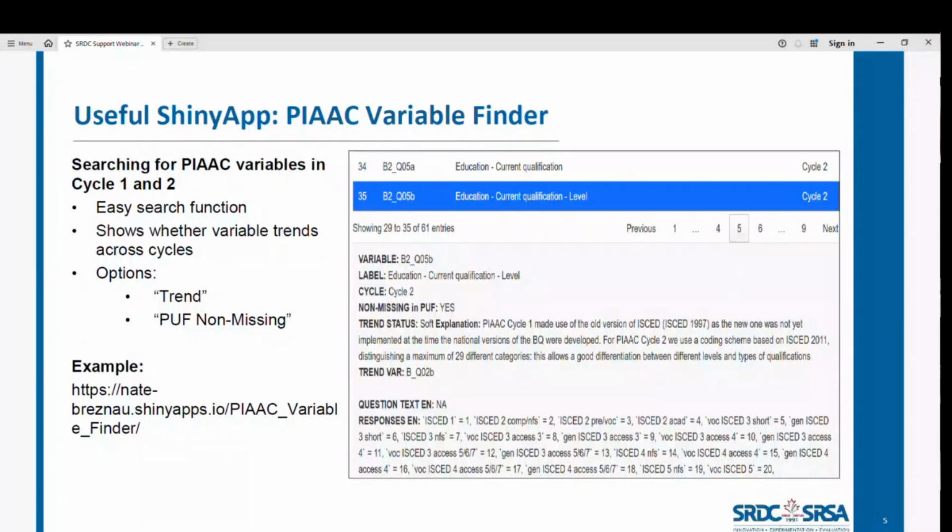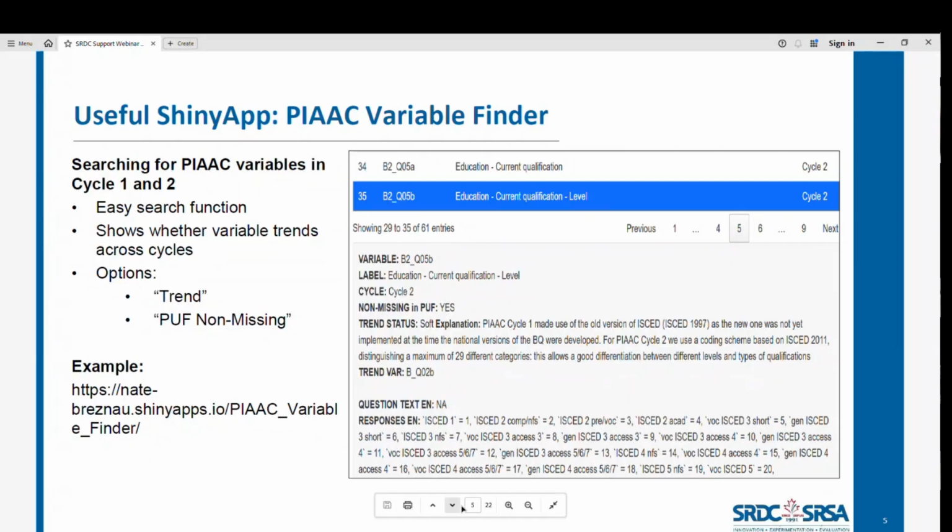Maybe you should share, Ashley. No, just that it has a lot of capability and we find it really helpful. It's really quick for seeing even just the question wording and responses. So definitely use it if you're still exploring the variables within both cycles.